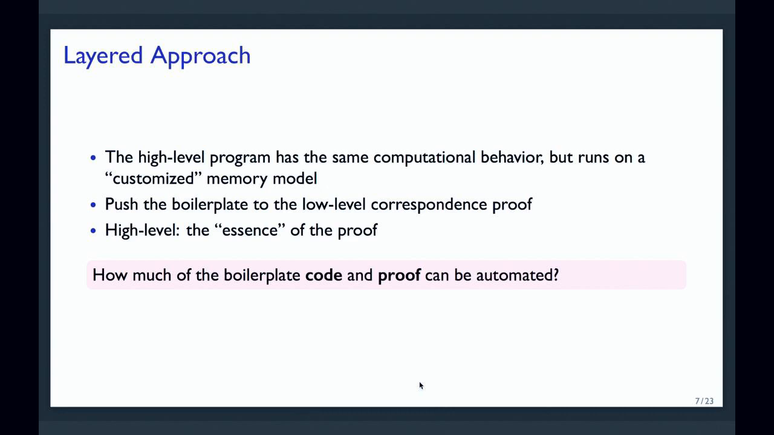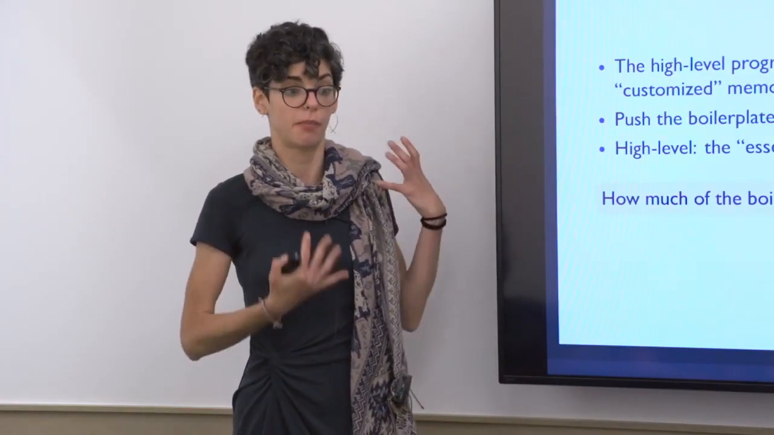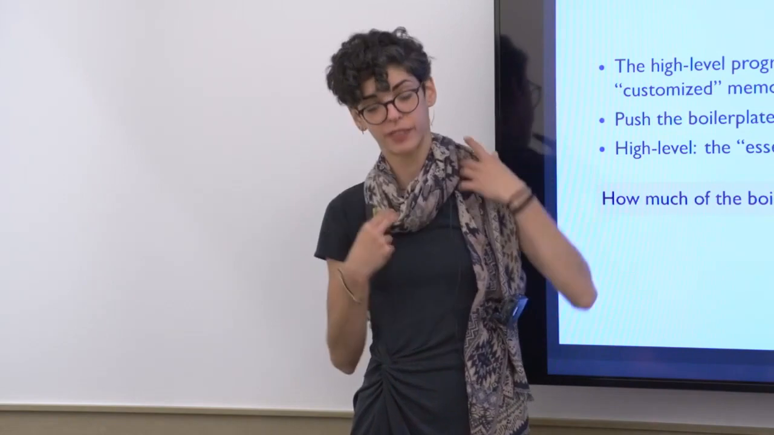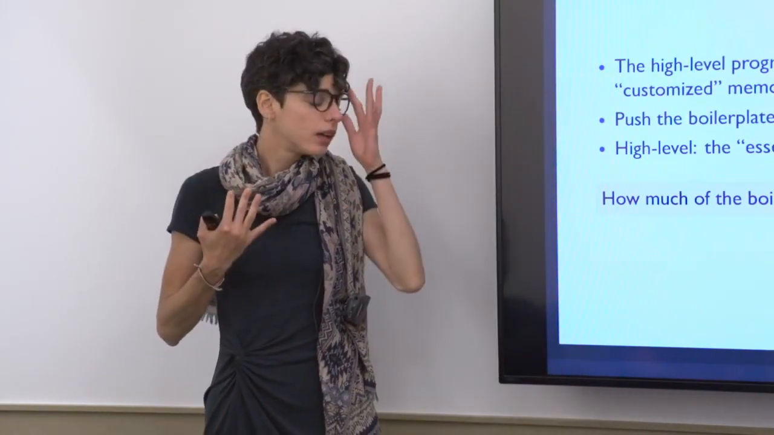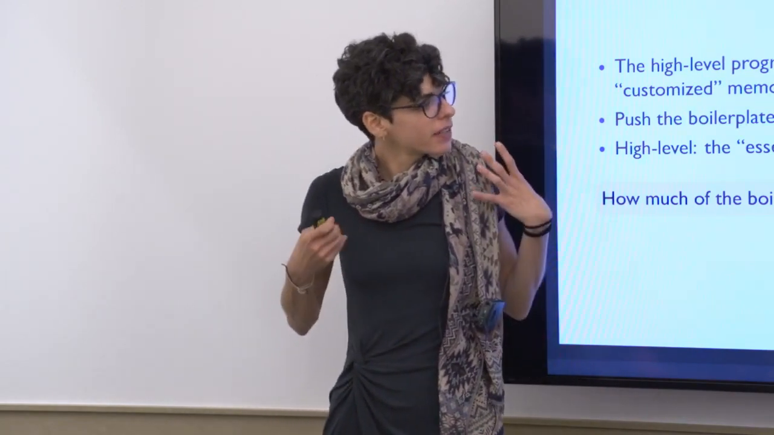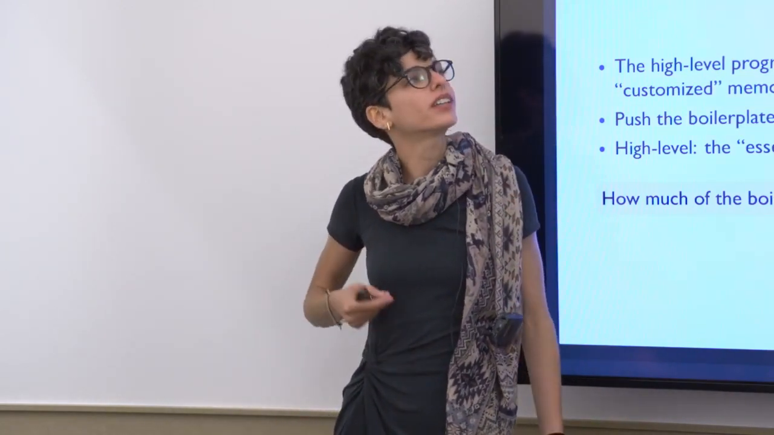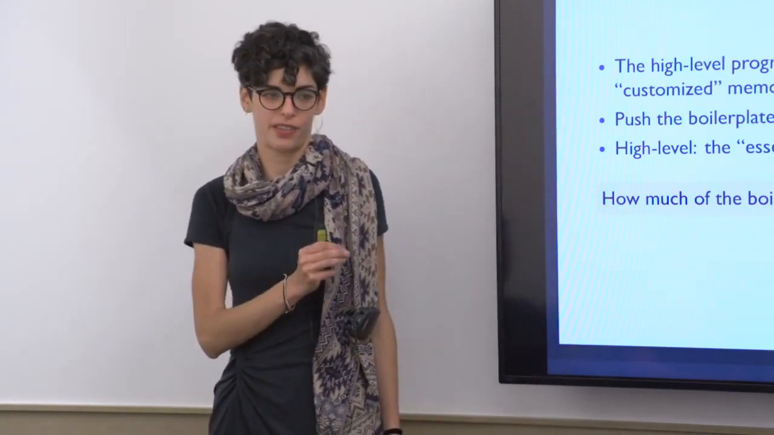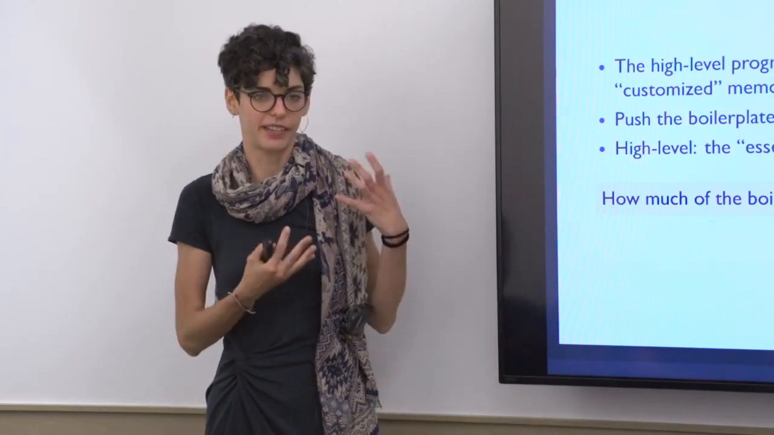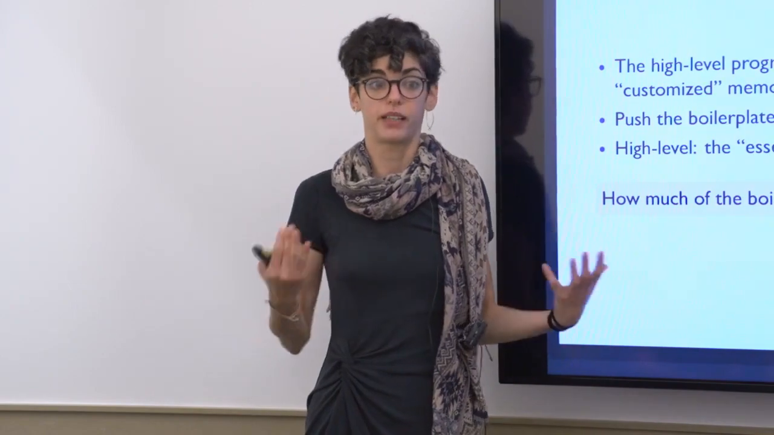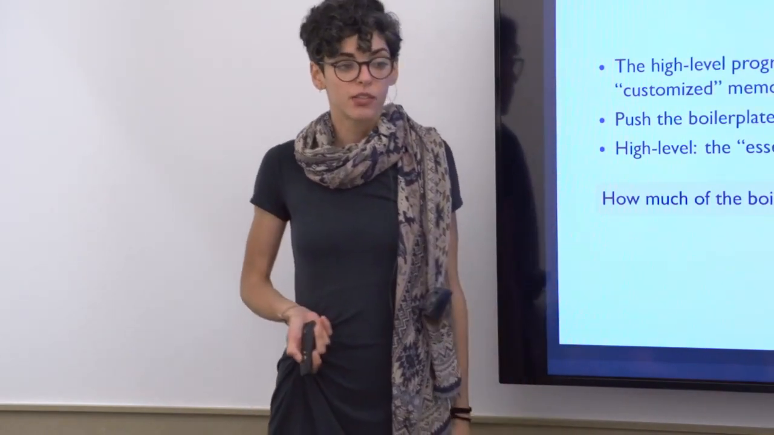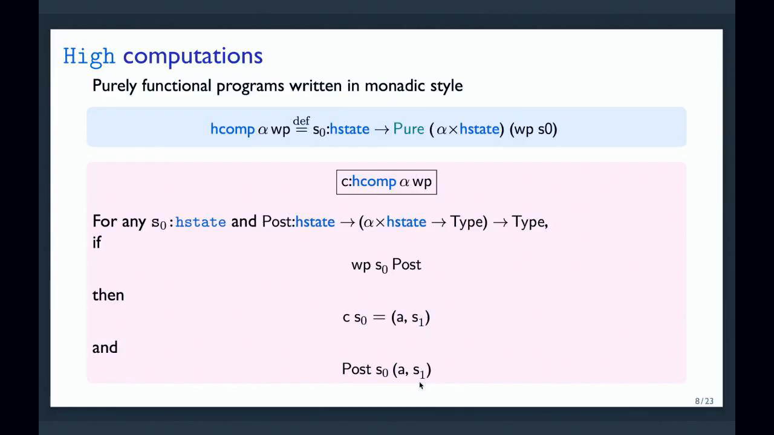So the question that we are trying to answer in this work is how much of the boilerplate code and proof can be generated automatically. Or, if you wish, we are trying to systematically approach this style in order to find out patterns that will allow us to make it more automatic. So let's start by observing the high-level computations.